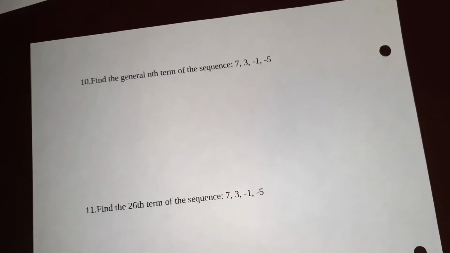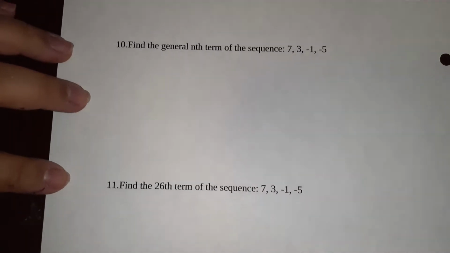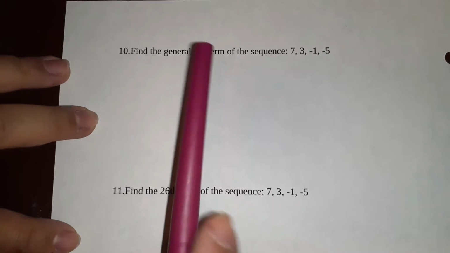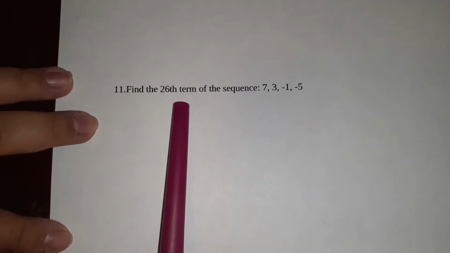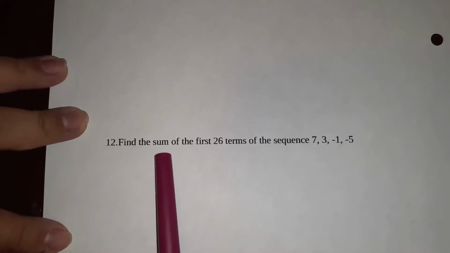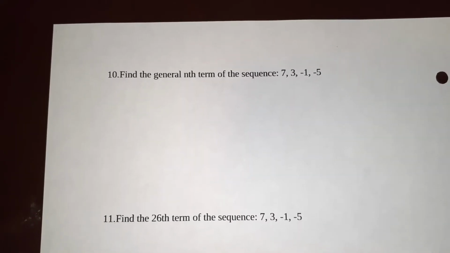Okay, so for this next one, I'm going to go ahead and just do 10, 11, and 12 all at once because they're having to do with the same thing. So now we're working with sequences. And we're wanting to find the general nth term for this one, the 26th term for number 11, and number 12, we're summing the first 26 terms. So let's go ahead and get started.